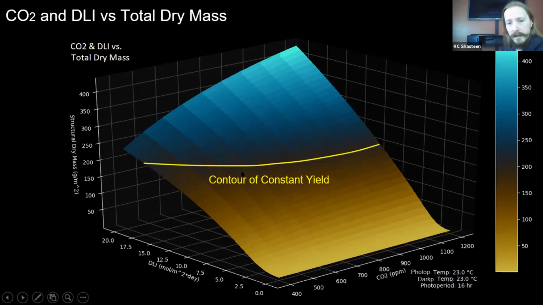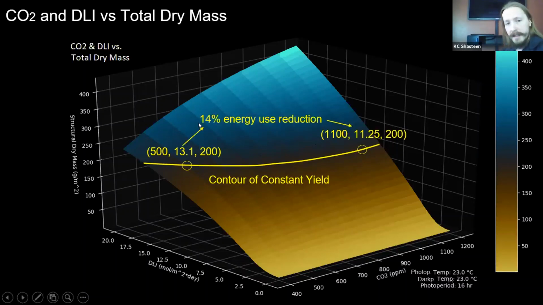So on this graph, we can see features of interest, these contours of constant yield. Anywhere there's the same color, we can basically start at similar or different environmental conditions and still get a similar or equal yield. And so, for example, we can have a low CO2 and high light point compared against a high CO2 and low light point, both being a 200 grams per meter squared yield. We can see that there's a pretty significant reduction in energy by moving to the higher CO2 point. And because the cost of CO2 is so much less than the cost of energy, that really represents a near 14% reduction in cost.